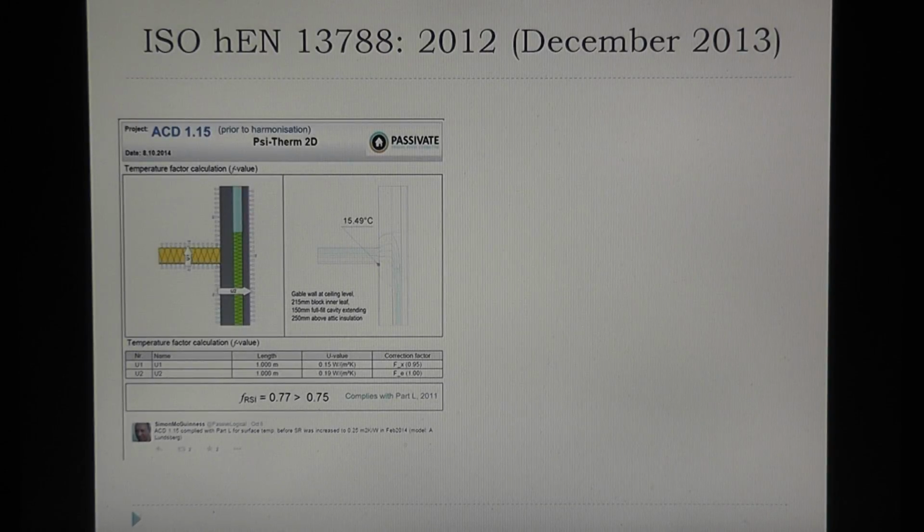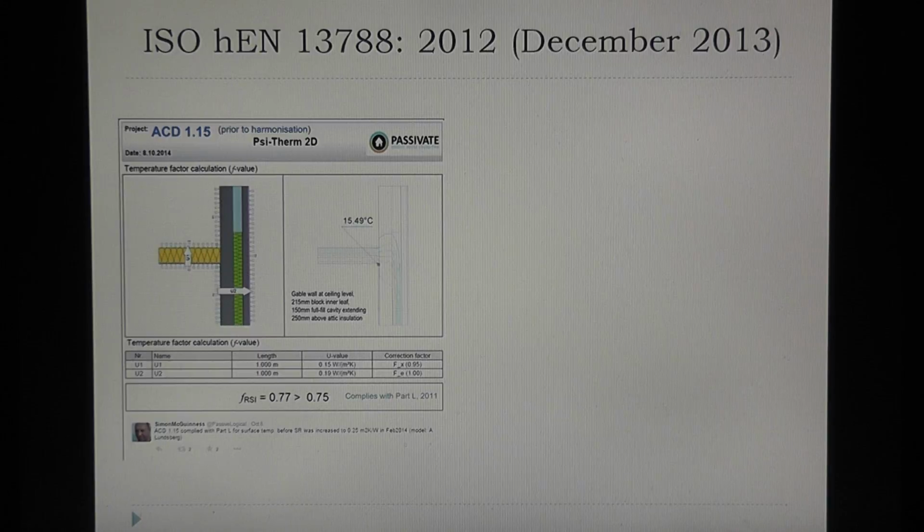An example of that is ACD 1.15, which is a ceiling meeting a gable wall in cavity wall construction, where the insulation is at ceiling level and the cavity is a full fill, or it doesn't have to be. But the significant thing is that the insulation in the cavity extends up above the top surface of the insulation in the attic space. 250 millimeters is required as a minimum in the ACD.